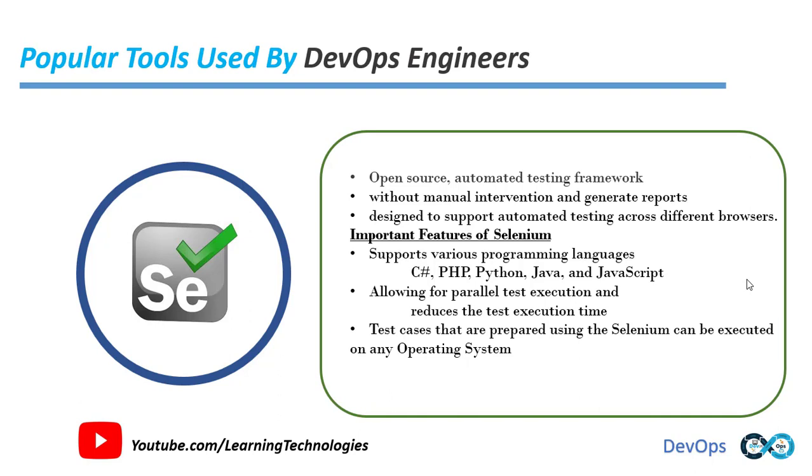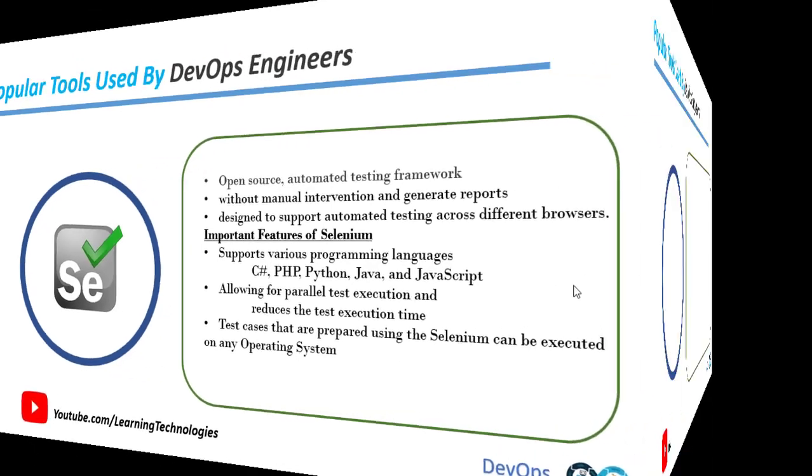If you see, these are the main features of Selenium. One is, compared to other testing tools, Selenium requires fewer resources. The tool supports varied programming languages such as C#, PHP, Python, Java, and JavaScript. Allowing for parallel test execution, it reduces test execution time. And also, test cases prepared using Selenium can be executed on any operating system.